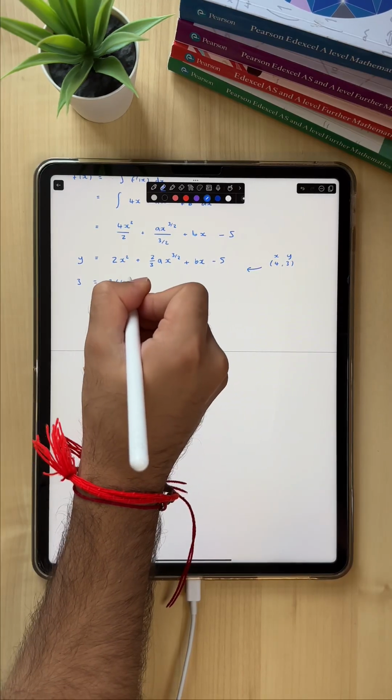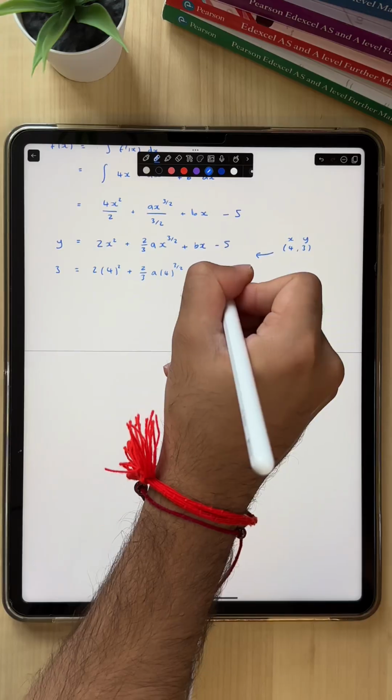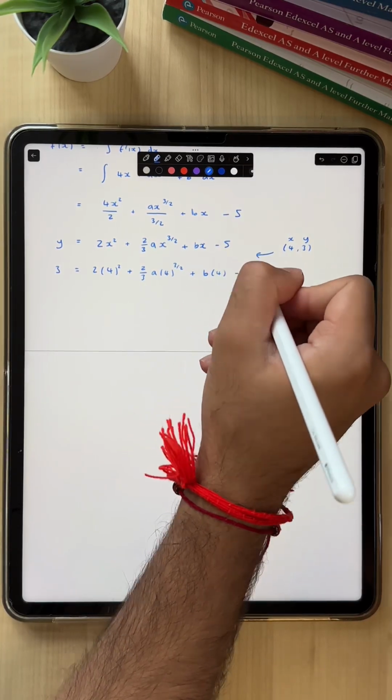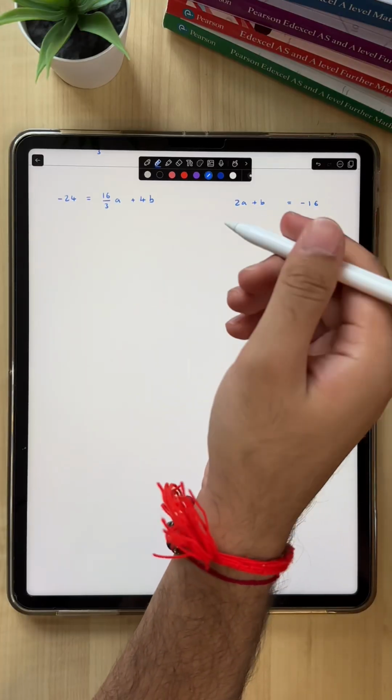So essentially as I'm working, I'm thinking about what I can do ahead, which would lead me to my final result, which is what I'm looking for. So this is my second equation. So here are my two equations. Let's work out what a and b are.